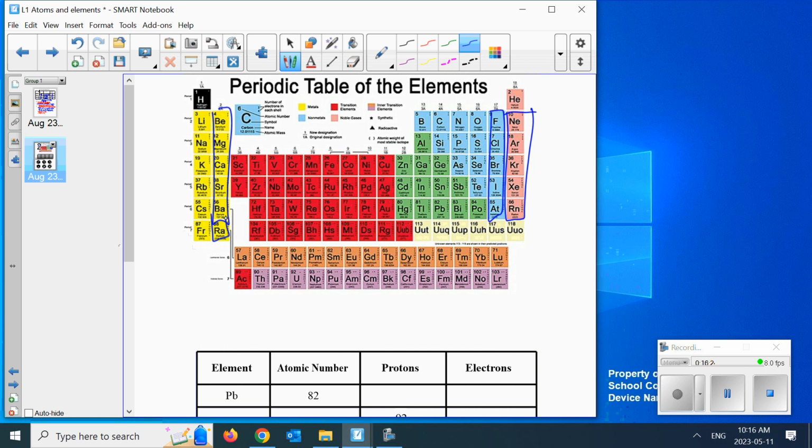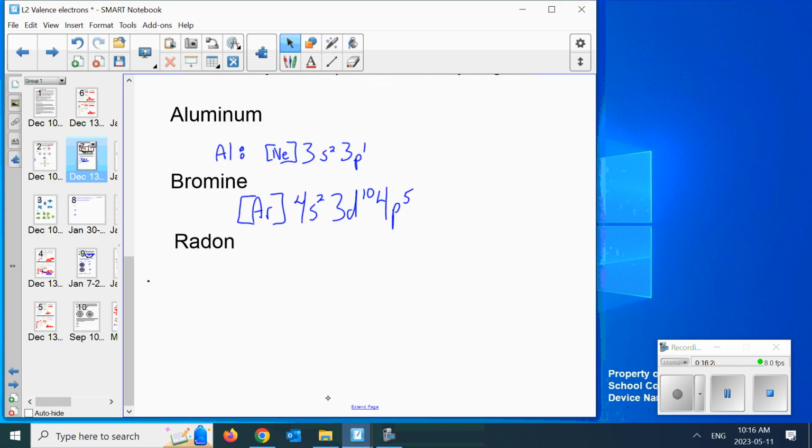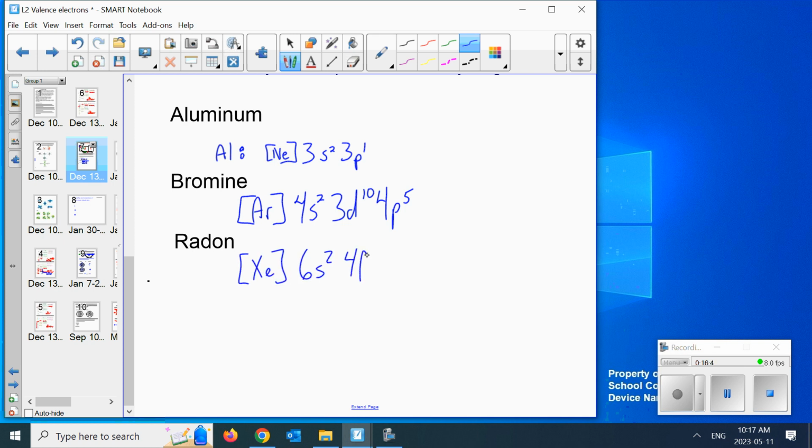Okay, electron configurations. We'll get back to this. So radon, I guess I already erased it. Help me out here because I'll put it down. Xe, 6S2. Yep, there we go.